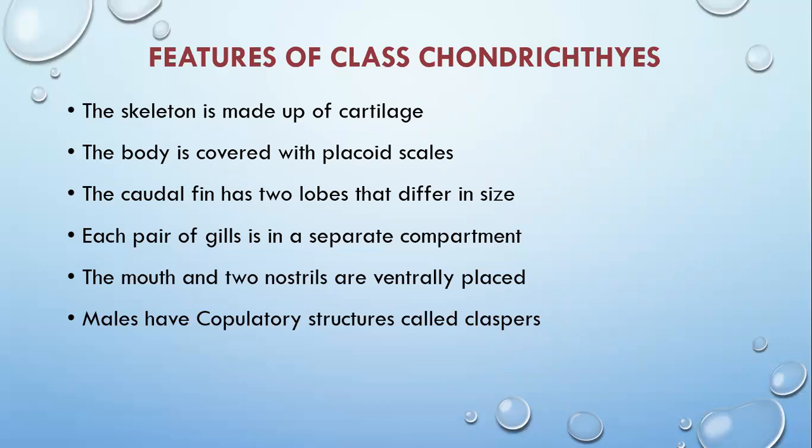The other one is that each pair of gills of these fish is in a separate compartment. So the pairs of gills are not held together, they are placed separately. The mouth and the two nostrils are ventrally placed, and another characteristic of these organisms is that they may have copulatory structures called claspers. So these are just a few of the features of the members of the class CHONDRICHTHYES.